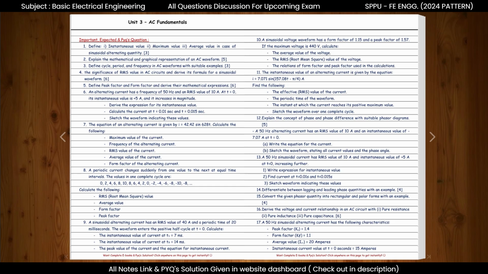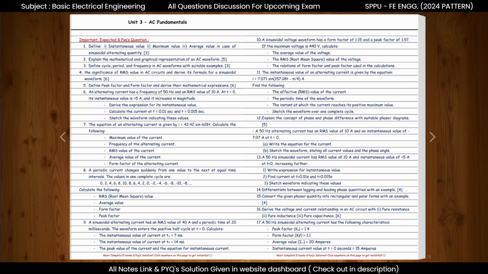From this topic, we can expect questions such as, define cycle, period, and frequency in AC waveforms with suitable examples. A cycle is one complete set of changes of the waveform from 0 to positive maximum to 0 to negative maximum and back to 0. The period is the time taken to complete one cycle, measured in seconds. Frequency is the number of cycles completed in 1 second, measured in hertz. For example, in India the power supply frequency is 50 Hz, which means the wave completes 50 cycles in 1 second. Alright, let's move on to our next important topic, RMS value.